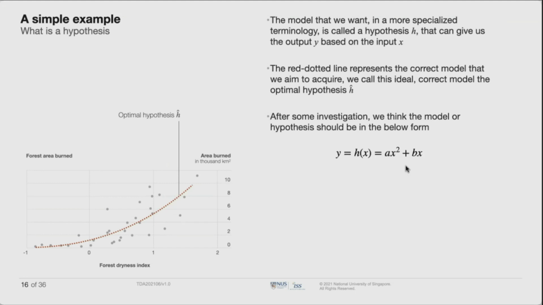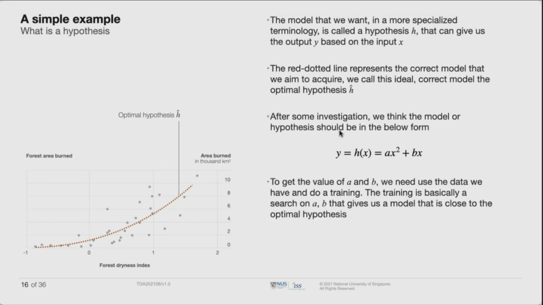Y equals A times X squared plus B times X. We think, based on the data that we have, the model should look something like this. At this moment, we do not know the value of A and B, so the model of this form is our intellectual guess. How can we get the value of A and B? We know we have the data, so we are going to use the data we have to do some training.